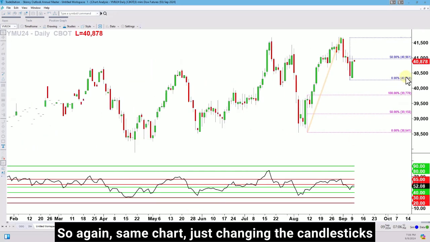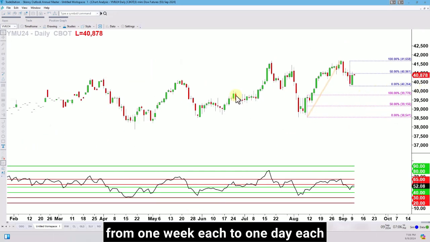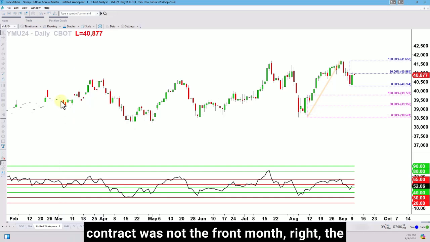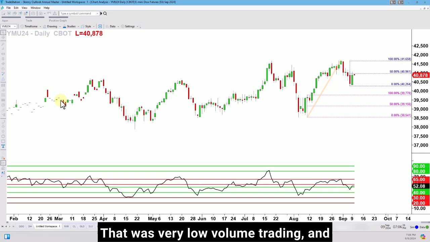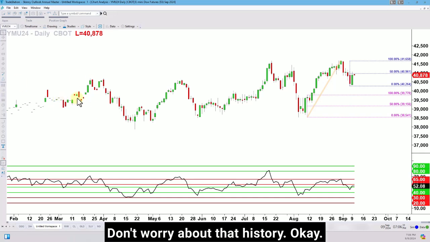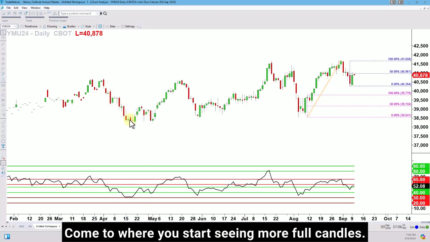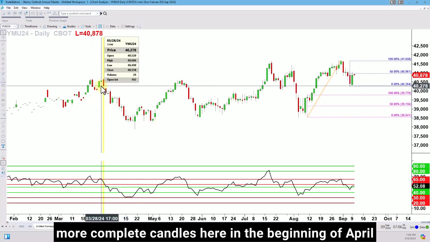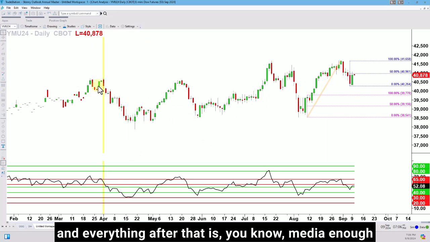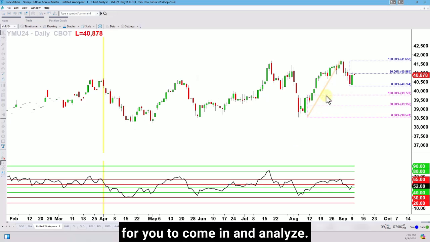So again, same chart, just changing the candlesticks from 1 week each to 1 day each. Now, because this is a futures contract, if you go way back to when this contract was not the front month, the main month, there will be these hash marks. Those are what are called limit days. That was very low volume trading, and there was not a lot of participation. Don't worry about that history, okay? Come to where you start seeing more full candles. I would say we started seeing more complete candles here in the beginning of April, and everything after that is meaty enough for you to come in and analyze.